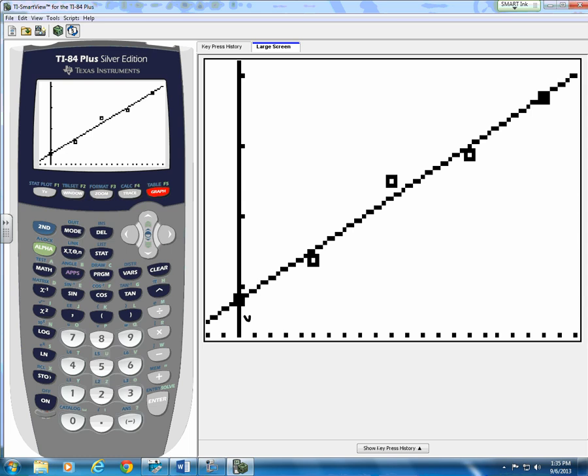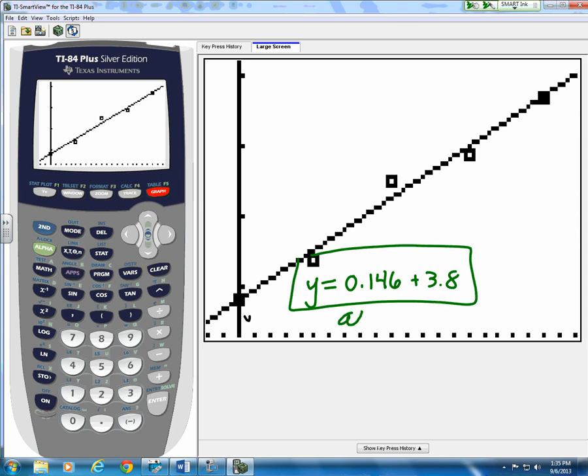So this equation, y equals 0.146x plus 3.8, this is our algebraic model. So that's basically what was being asked of us to do in that problem. Take a set of numeric data, get a graphical model to it, and then extend it to its algebraic piece. So really we combined all 3 parts there.